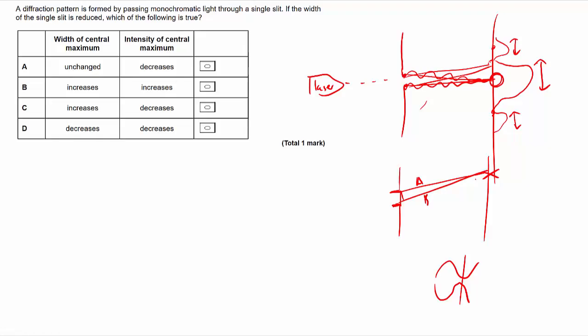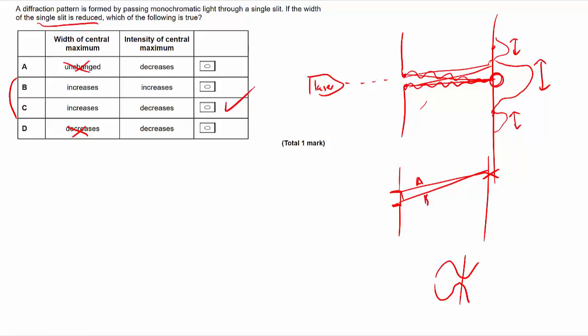So now let's try and select the correct answer. We are making the slit narrower, so expecting wider fringes. So we've got to choose between these two, right? So that's definitely wrong. That's definitely wrong. Now, if you make it narrower, less light gets through, so the intensity decreases, so it's going to be C.